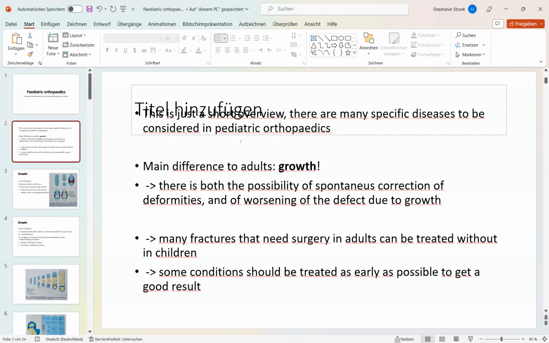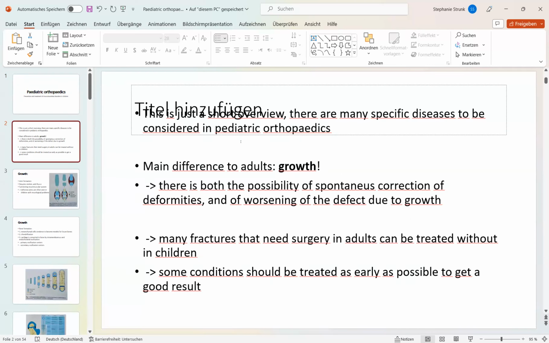This is just a short overview. As I just said, there are many specific diseases to be considered in pediatric orthopedics. The main difference to adults is, of course, obviously growth. Kids are growing. This is why they are still called kids. So there's both the possibility of spontaneous correction of deformities and the possibility of worsening a defect due to growth.